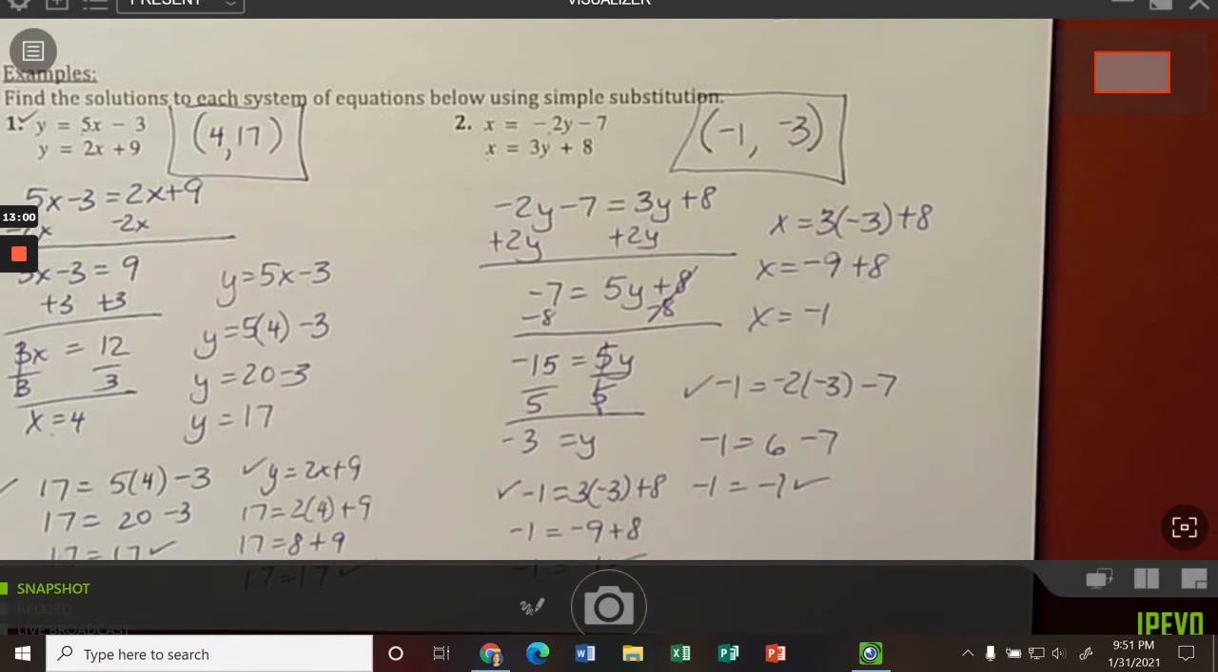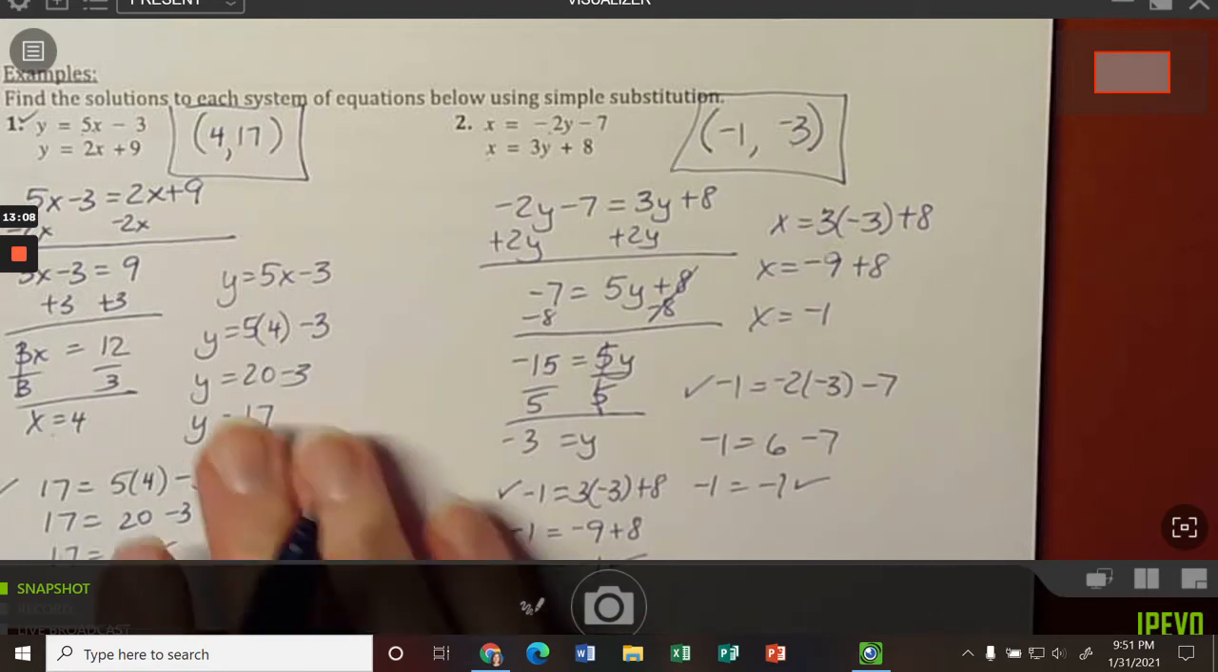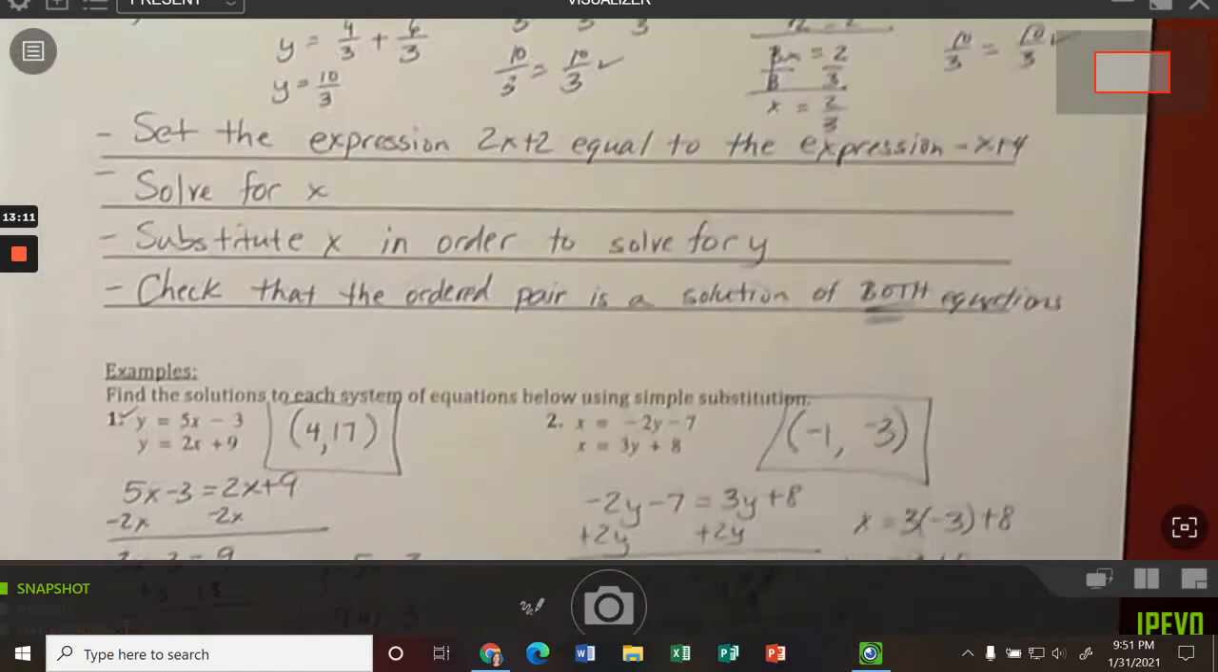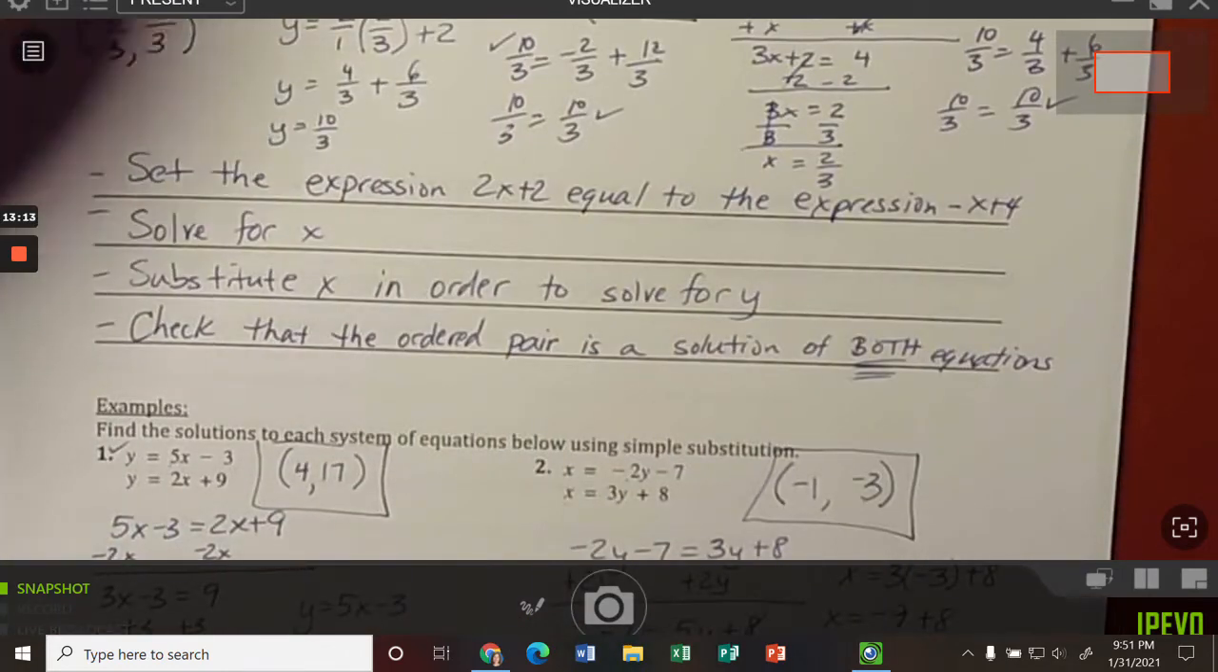Okay, so we just take that extra few seconds to do the check step, because then if you have any mistakes anywhere else, that just gives you a chance to find those mistakes and still get that question correct. Okay, page 2.